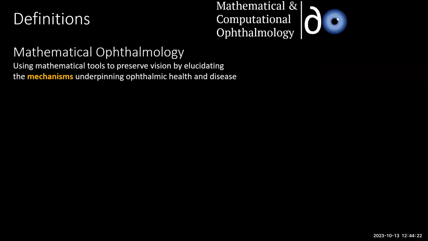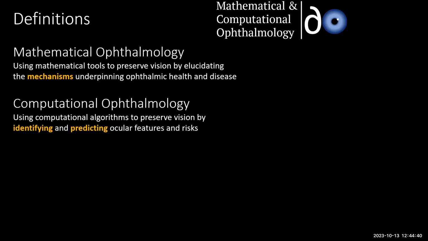So I wanted to begin with a couple of definitions. I work within a field for which I've coined the term mathematical ophthalmology. I define this term as using mathematical tools to preserve vision by elucidating the mechanisms underpinning ophthalmic health and disease. This is in contrast to an existing term called computational ophthalmology, which is about using computational algorithms to preserve vision by identifying and predicting ocular features and risks.